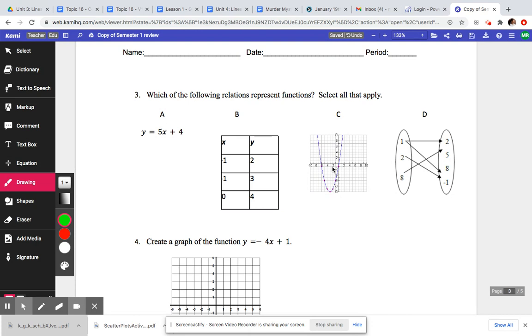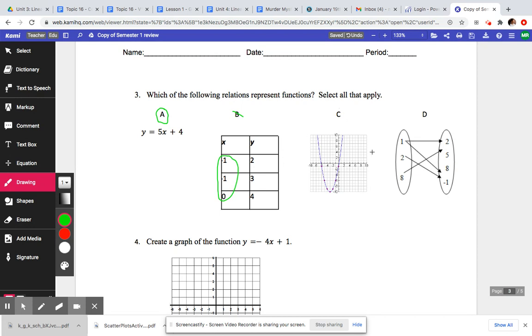Three, which of the following relations represents a function? Let's look at A first. If x and y are completely on their own, there's no exponents, it is a function. Don't forget that. For B, we know it's a function when your x's, where you only need to look at your x's, do not repeat. If they repeat, it is not a function. So -1 and -1 repeats, so B is not a function.